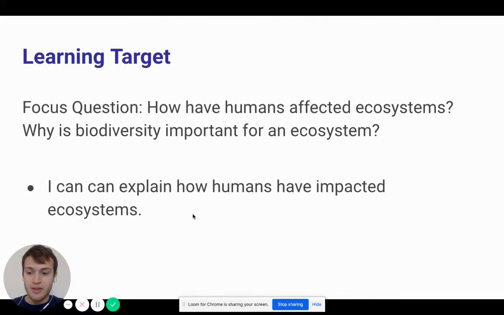So the focus questions and learning targets for this entire unit, our focus questions are two. First, how have humans affected ecosystems? And second, why is biodiversity important for an ecosystem? The learning target for the next few classes is I can explain how humans have impacted ecosystems. So by the end of our unit, you will be able to answer these two questions and you will be able to do this learning target. All right.